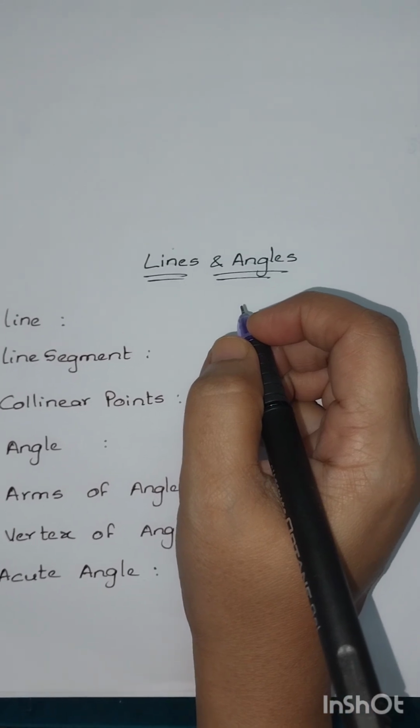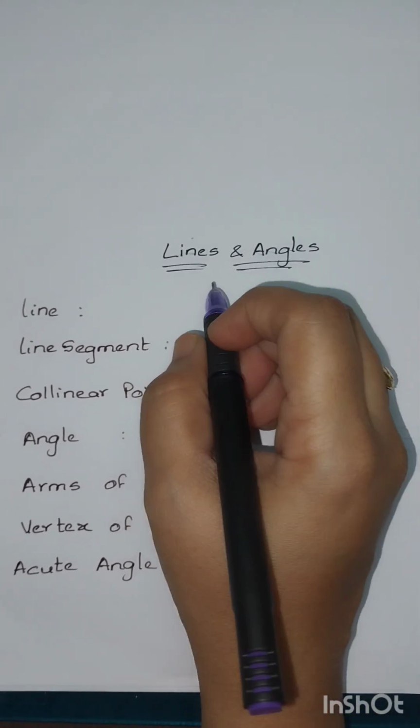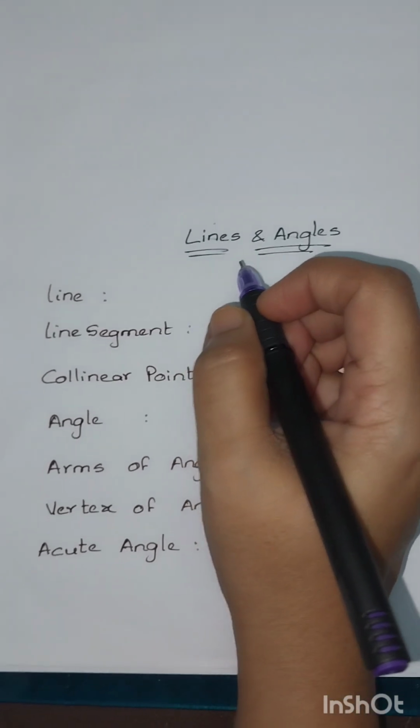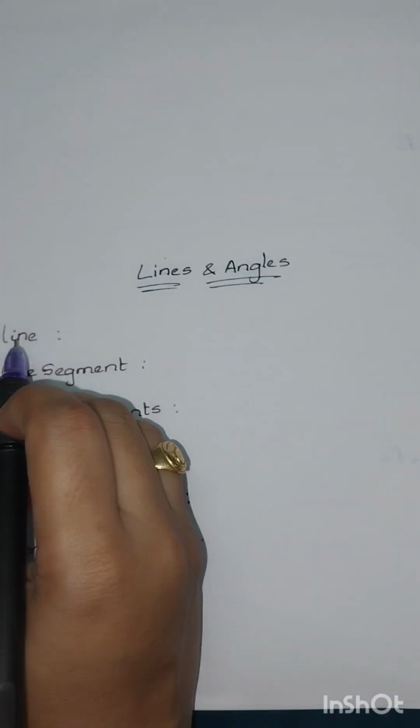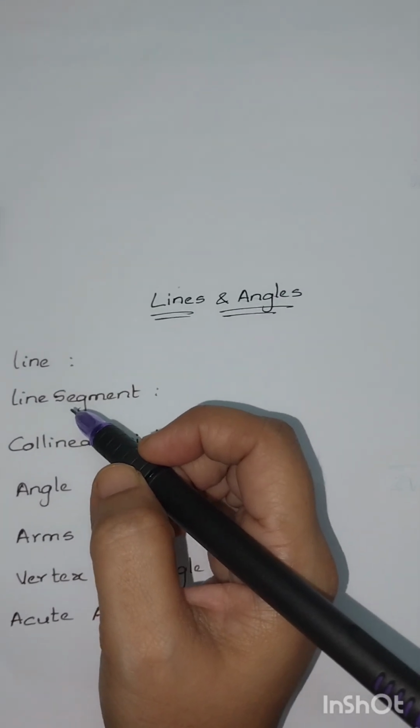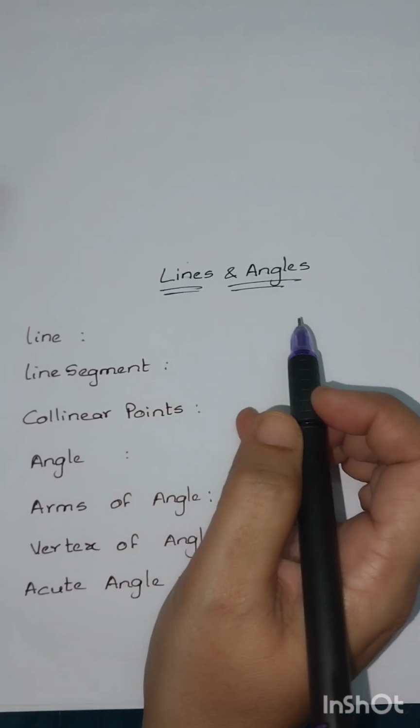Today we are going to learn lines and angles, that is chapter 6 of class 9. So let us start. Before going to the exercises, let us just recall a few concepts of lines and angles.